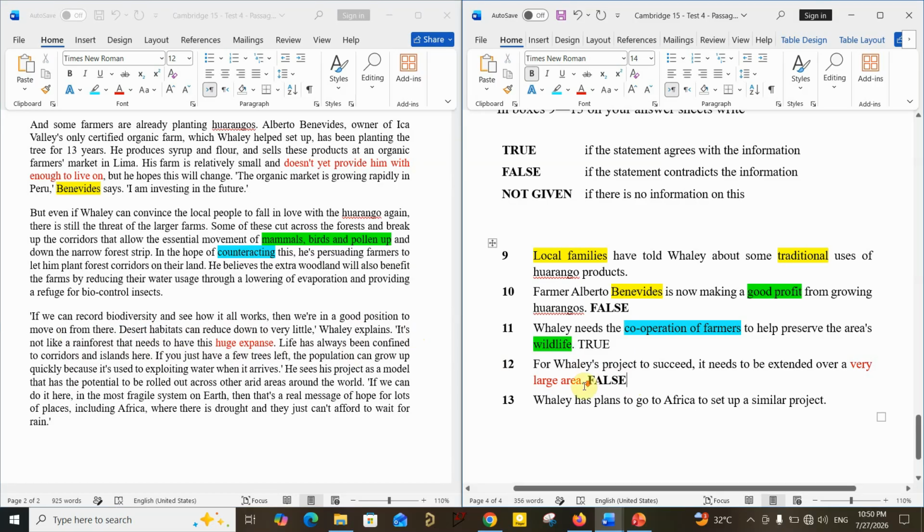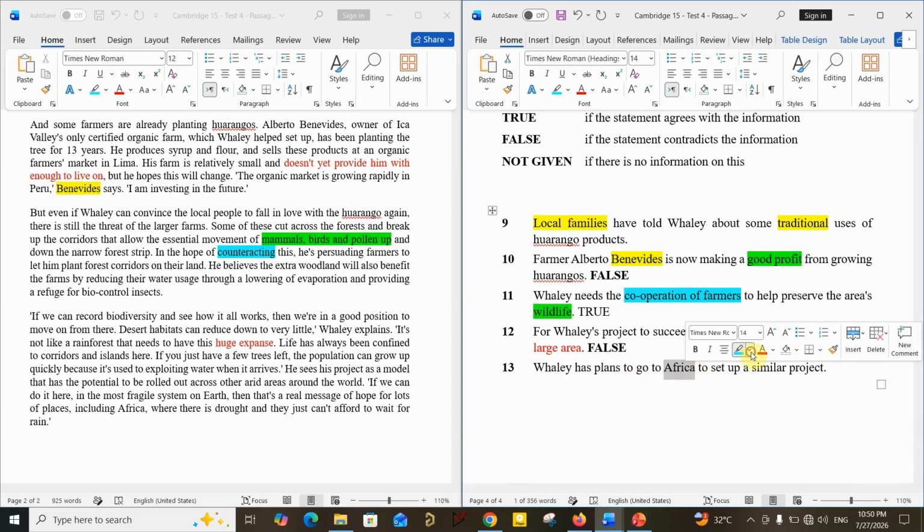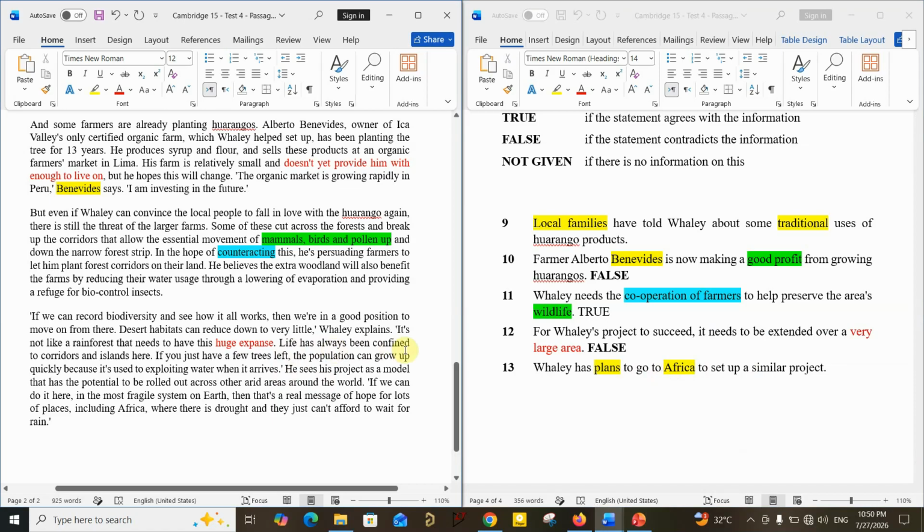So question number 13, Valley has plans to go to Africa to set up a similar project. Life has always been confined to corridors and islands. Here, if you just have a few trees left, the population can grow up quickly because it's used to exploiting water. Then he sees his project as a model, and if we can do it here, in the most fragile system on earth, then that's a real message of hope for lots of places, including Africa, where there is drought and they just can't afford to wait for rain.